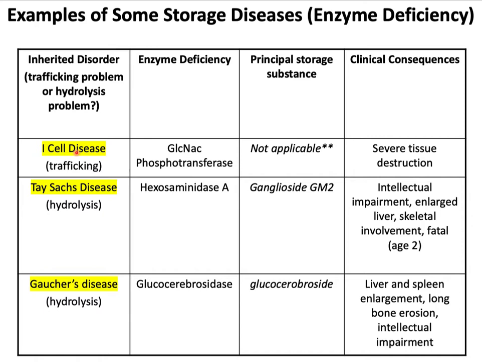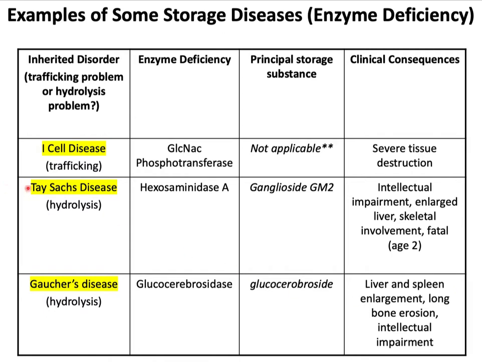There is another you may have heard of, Gaucher's disease. In this case, these individuals are missing an enzyme, glucocerebrosidase, resulting in accumulation of glucocerebroside in lysosomes. In this case, the disease is characterized by liver and spleen enlargement, erosion of bone, and intellectual impairment. So in these 2 examples, Tay-Sachs and Gaucher's disease, you are missing a single lysosomal hydrolase, which has detrimental effects on these patients.